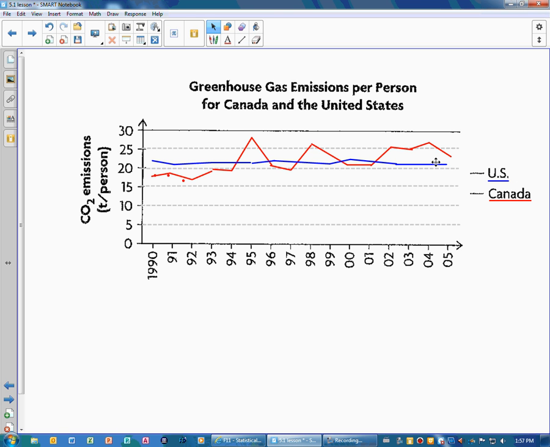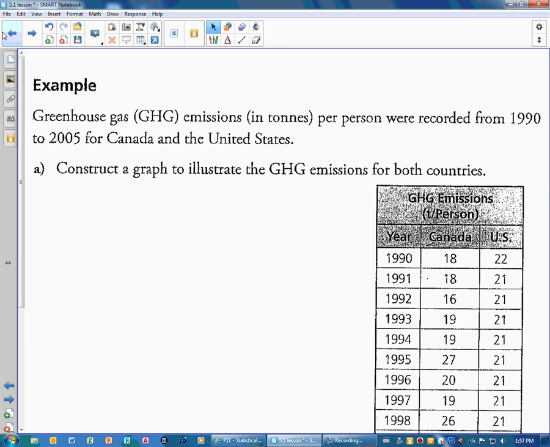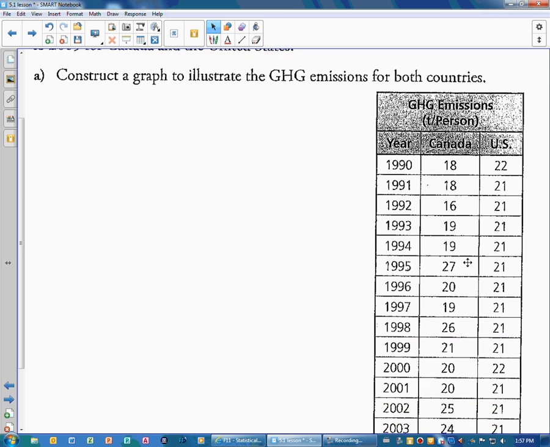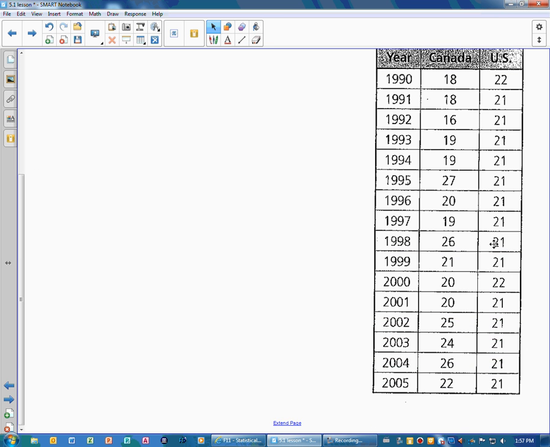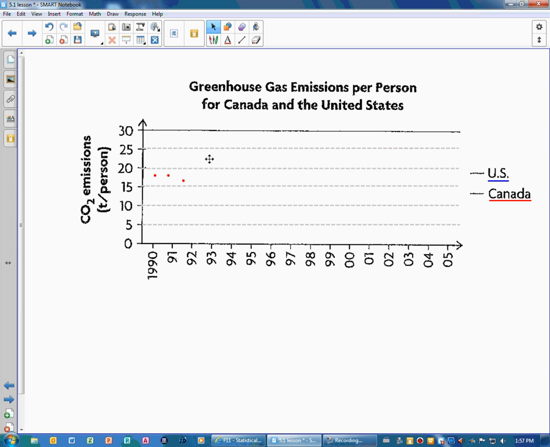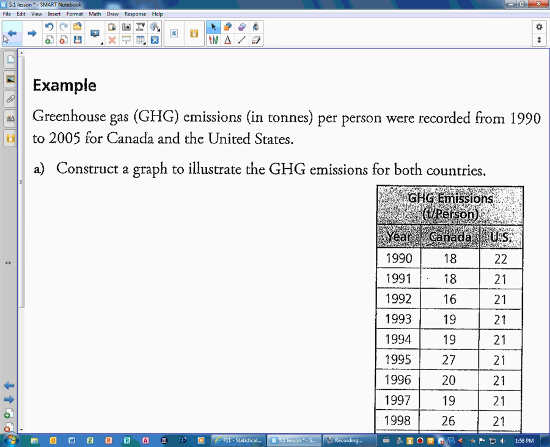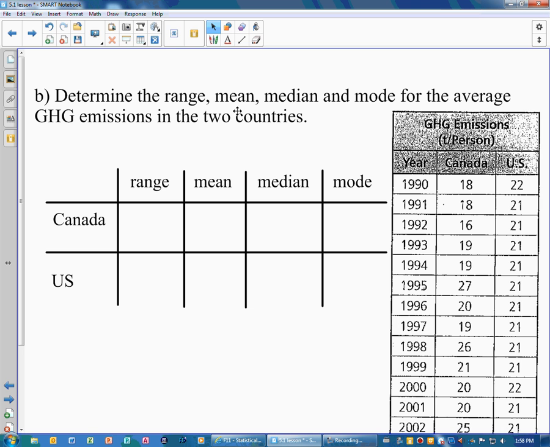So when you graph the data, that's the nice thing about graphs, is it's an instantaneous snapshot of what's going on. So instead of looking at a really long list of information and trying to keep track of what's going on, you can tell instantaneously what happened. Canada, inconsistent. The US, very consistent. Okay? And then it asked us to, first of all, construct the graph, but secondly, it asked us to determine the range, the mean, the median, and the mode for the average greenhouse gas emissions.